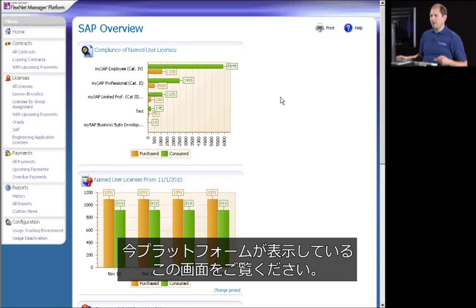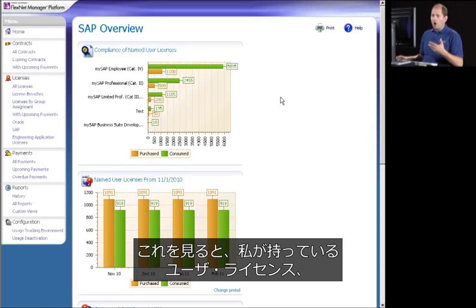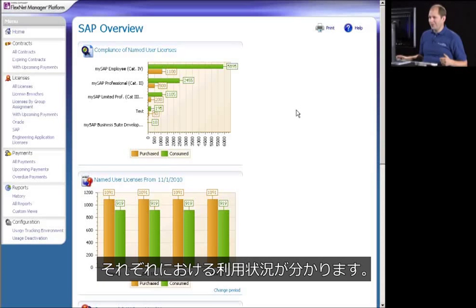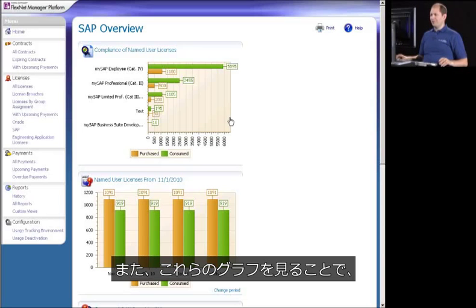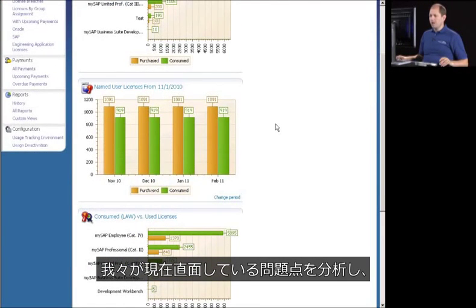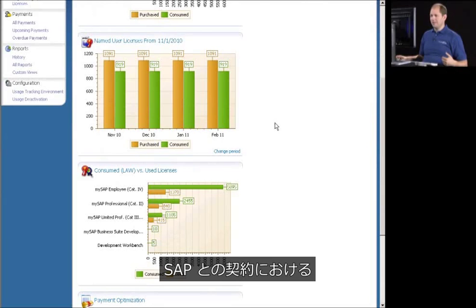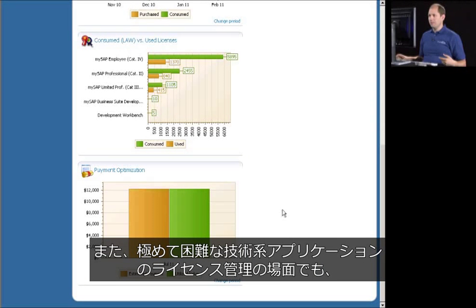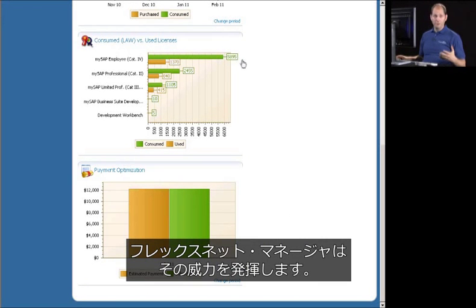And what we show here in the platform is the highlights of that particular integration. So here we understand the My User or My SAP employee licenses, My SAP professional licenses, and the differences in the level of usage. And we have several charts here to help analyze and understand what the business problem is and project any payment savings that the organization can make against that SAP contracts. Again, a very important area of licensing.